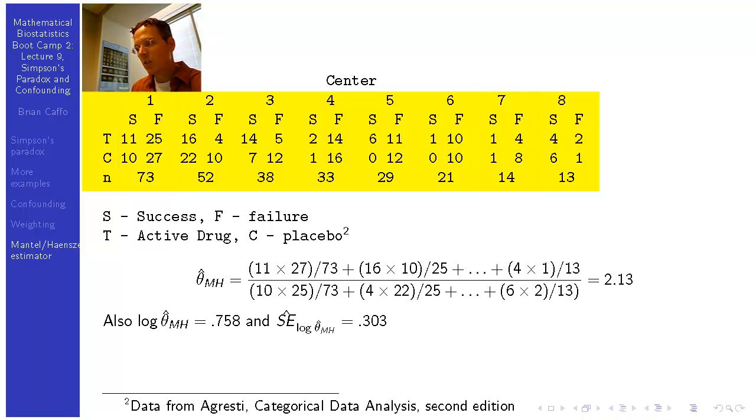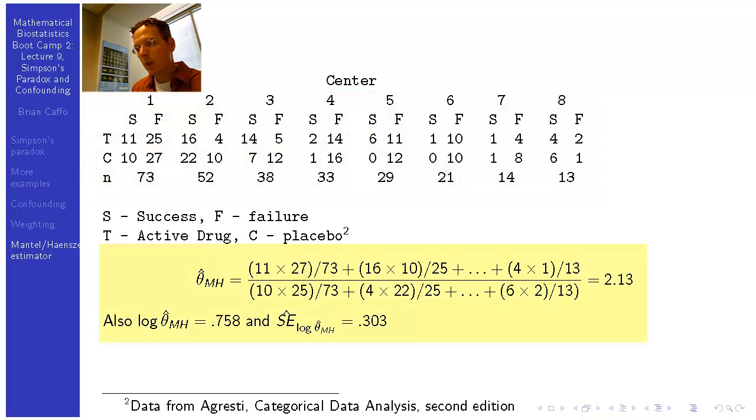And so you get an odds ratio of 2.13. The log odds ratio is 0.758, and the standard error, because of the standard error calculation, it uses a delta method type argument. The standard error of the log odds ratio works out to be 0.303. You would take 0.758, add and subtract, say, 2 standard errors, and exponentiate the endpoints to get a confidence interval for the odds ratio.